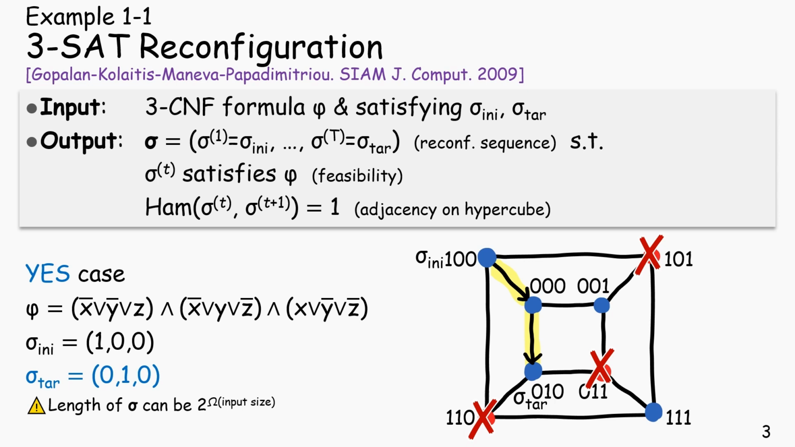This slide shows a yes instance. The hypercube is the solution space of the formula phi. We can transform from assignment 100 into assignment 010 by passing through 000, which is also a satisfying assignment. This slide shows a no instance. We cannot transform from 100 into 111 because we must touch 110, 011, or 101, and all of them do not satisfy phi.